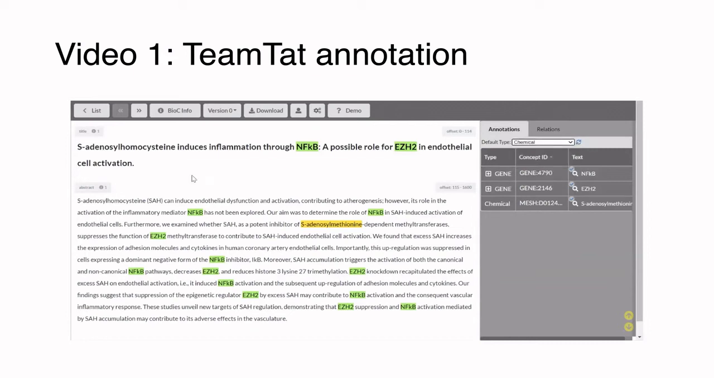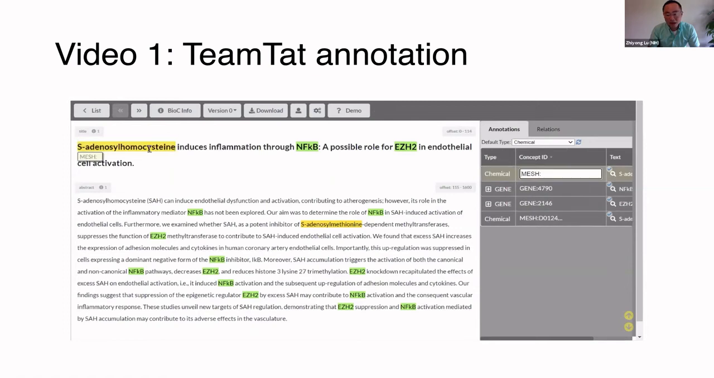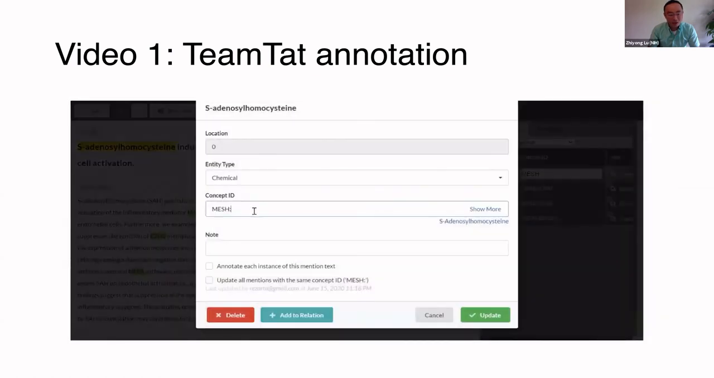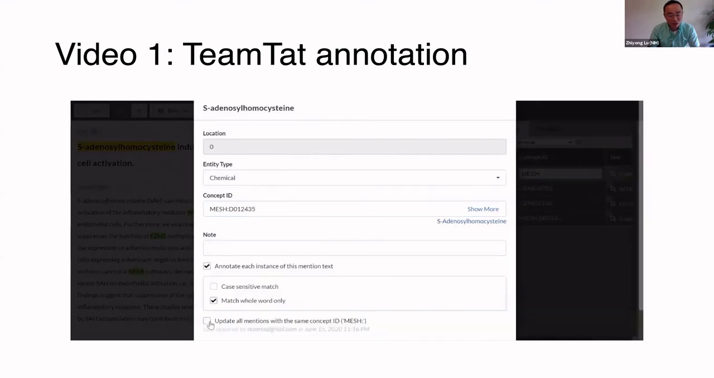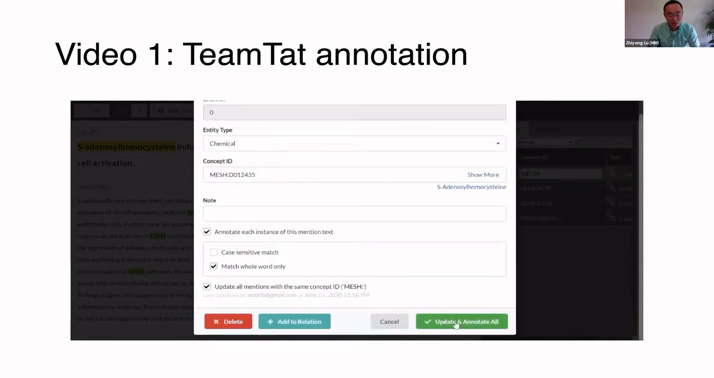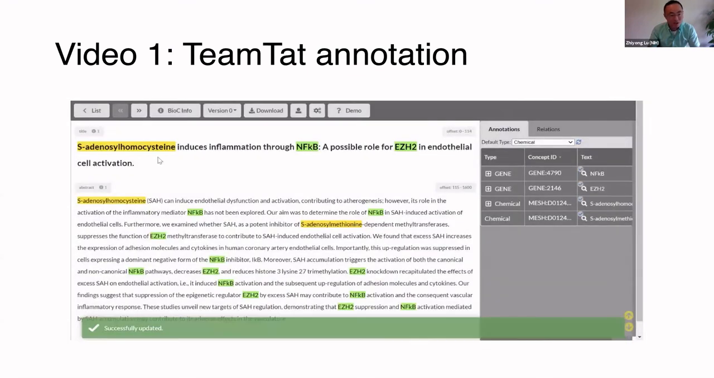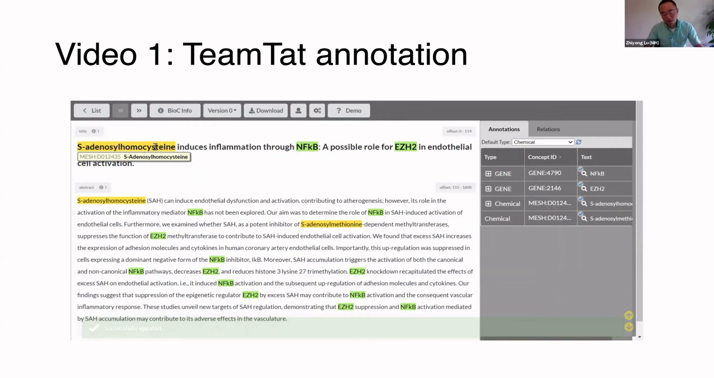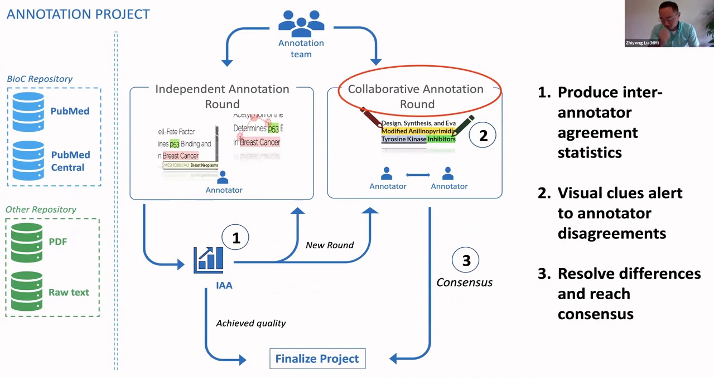For example, here we want to annotate a chemical. We just highlight the chemical name in the title, and then we can enter a concept ID. In this case, we choose the MeSH ID for this particular concept for normalization. We can click the box to annotate every instance of the same concept. After that, we have annotated the chemical names in this abstract, in this PubMed article. And that's essentially what the individual annotation round would include.